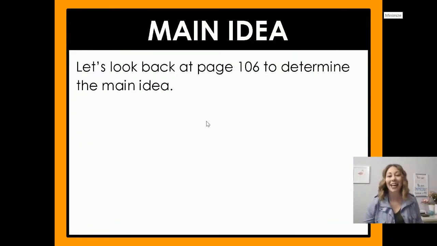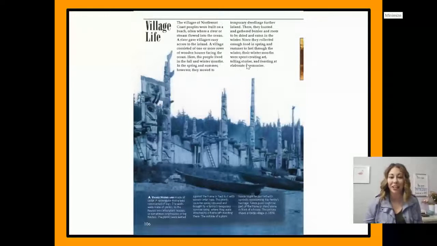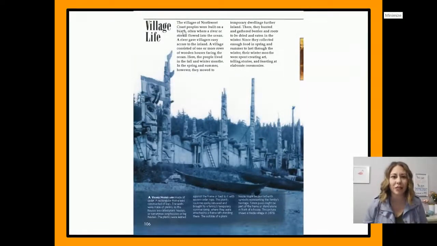So let's look back at page 106 to determine the main idea of that page. Okay, let's do it. Remember, this was the village life page. Just as a quick recap, it said the villages of the Northwest Coast peoples were built on the beach, often where a river or stream flowed into the ocean. A river gave villagers easy access to the inland. A village consisted of one or more rows of wooden houses facing the ocean.